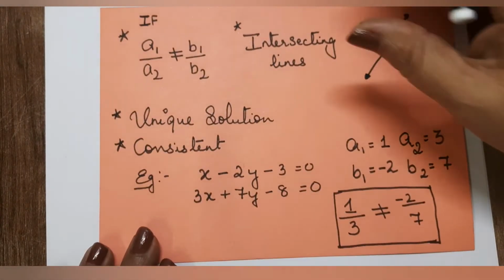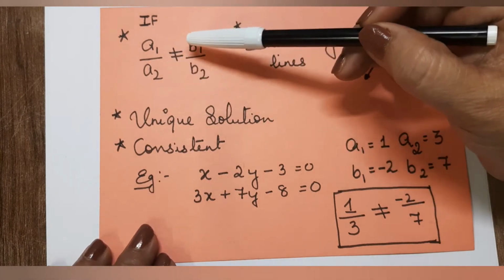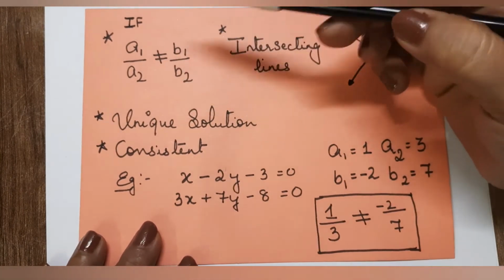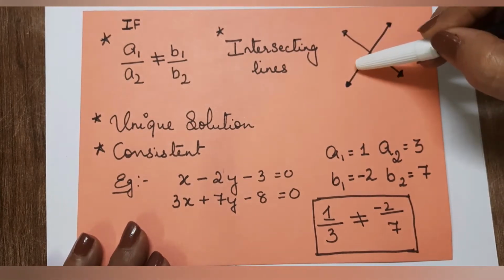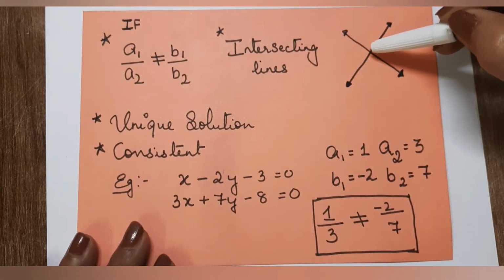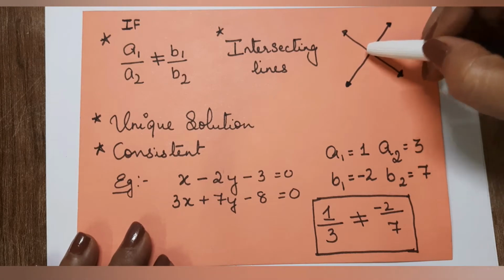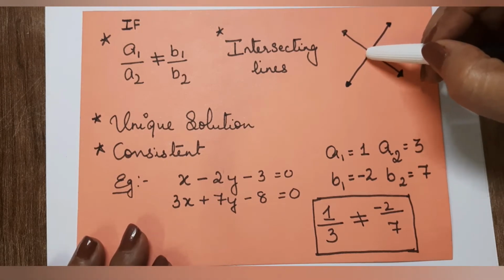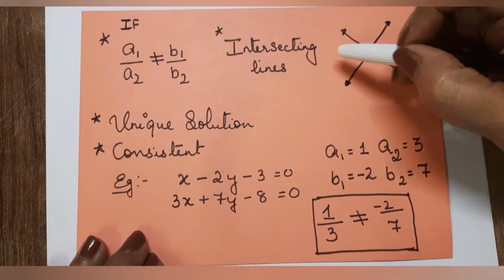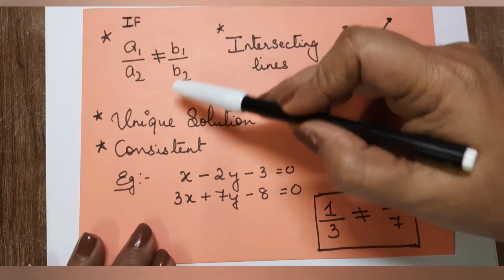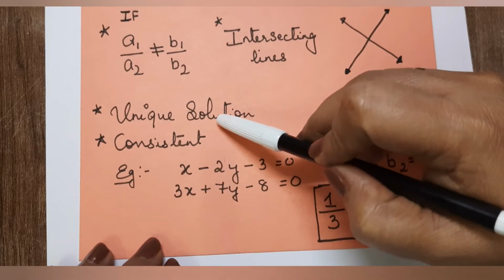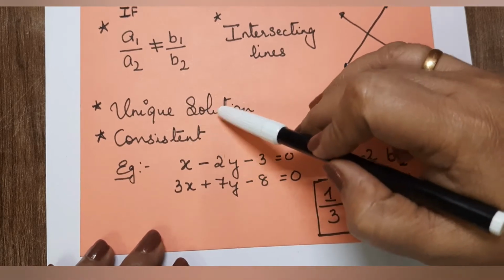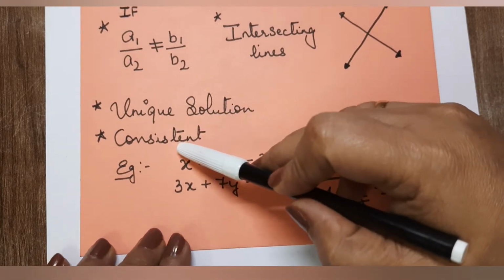The first condition is if a1 by a2 is not equal to b1 by b2, such lines will be intersecting lines like this. It's not necessary that they intersect at the center itself. The point of intersection might be anywhere. If it satisfies this condition, they will have a unique solution. So that is one solution. If they have a solution, then we call them consistent.